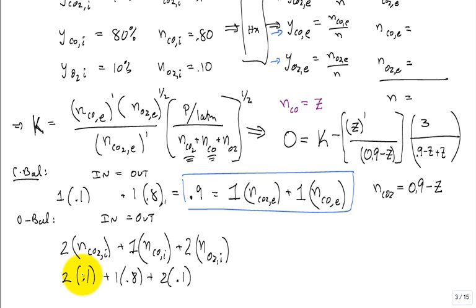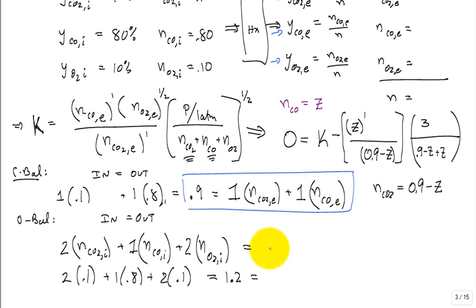So that's 1.2. So this is 1.2, right? That's what's coming in. Even though I only have 1 kilomole of total gas coming in, I have 1.2 kilomoles of oxygen coming in with it. All right. So what's coming out?